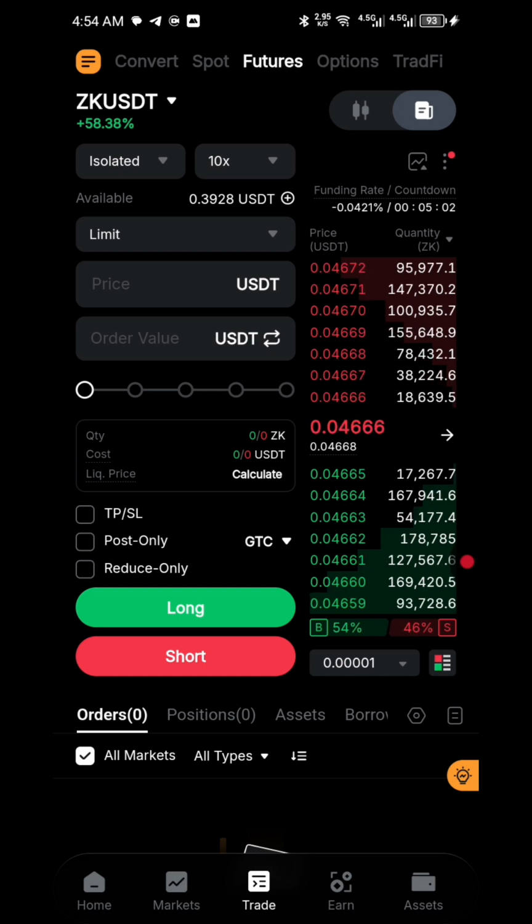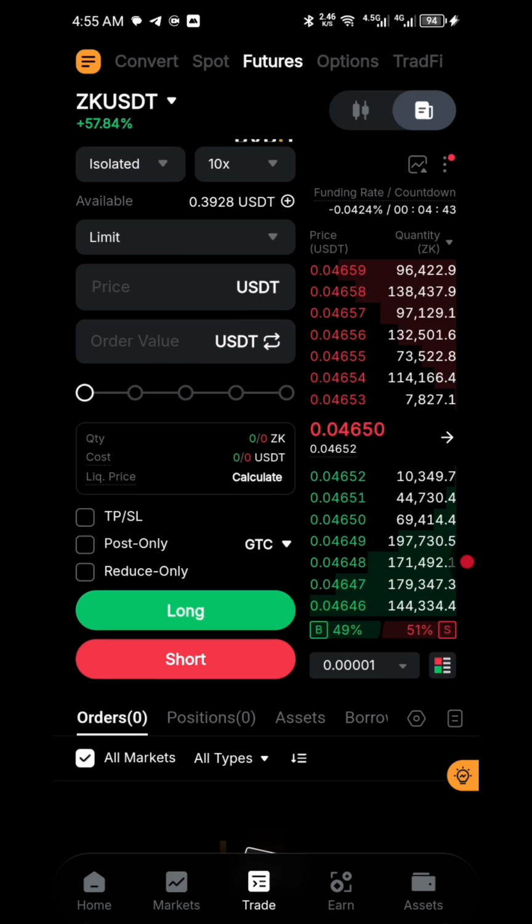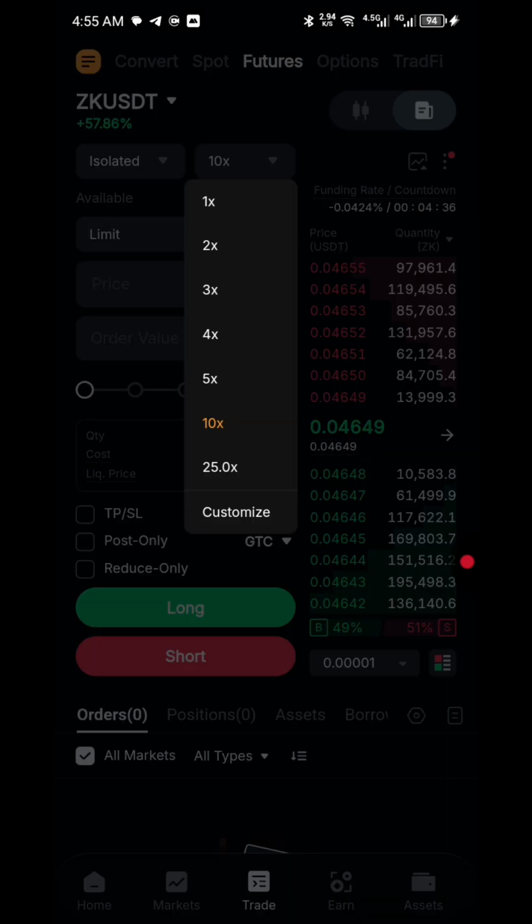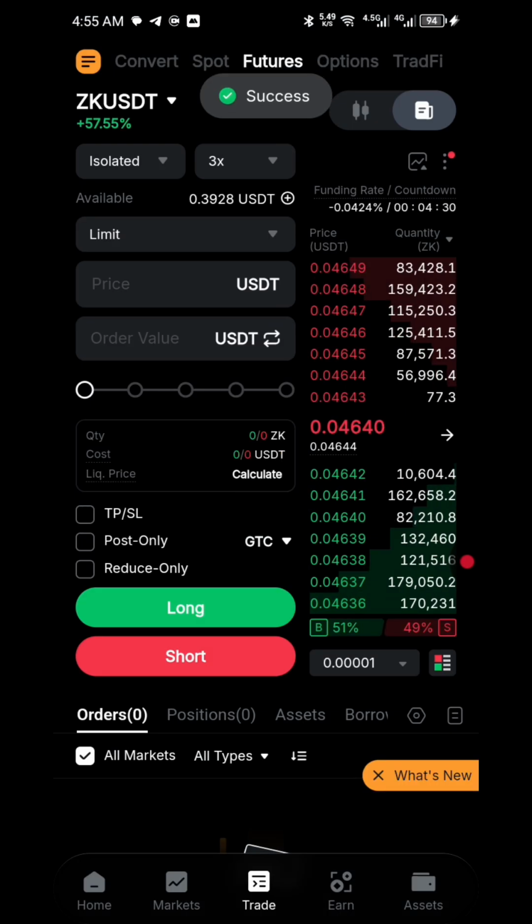So let's say I have $20 and I want to trade this coin in isolated, even though I love using cross because it makes me stay longer in the market until I decide to leave the market. Okay, so let's say I'm using isolated and I'm using $20 or $10 as the case may be. I will come to my leverage and set it to either 2x or 3x. So let's leave it at 3x.